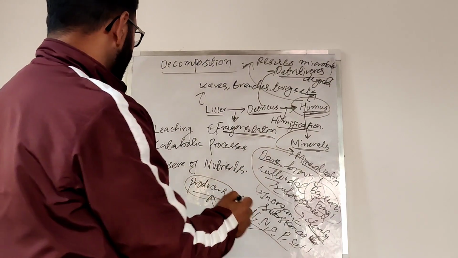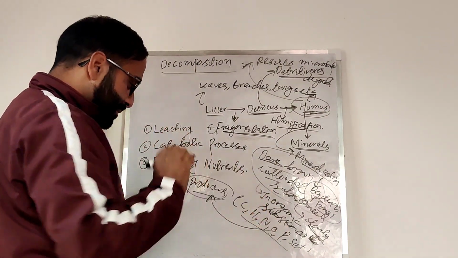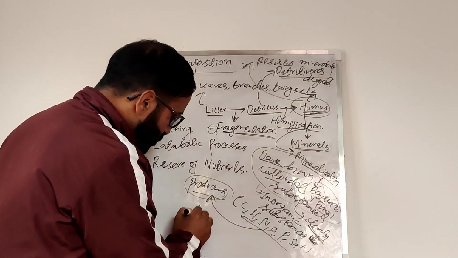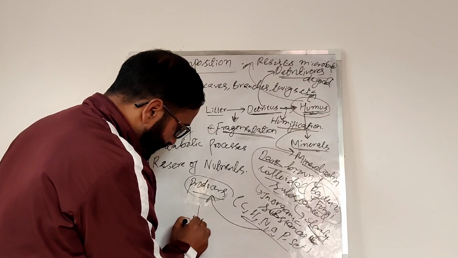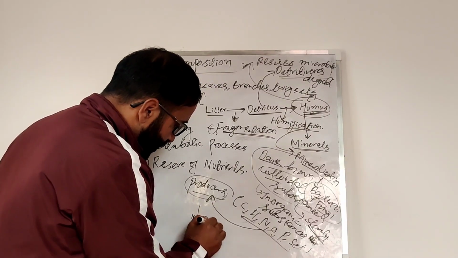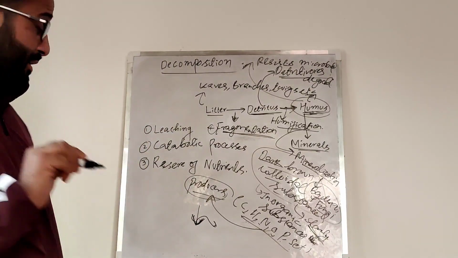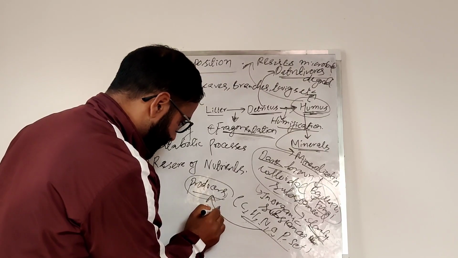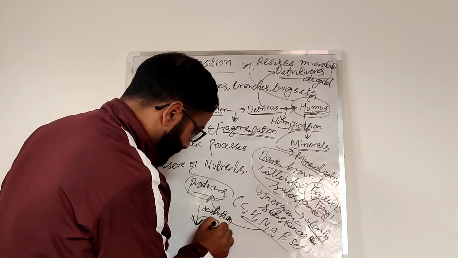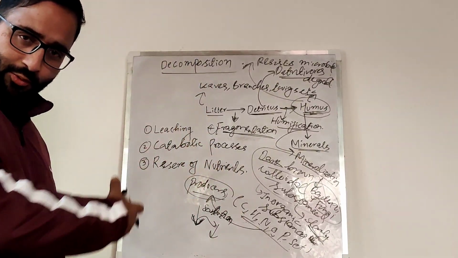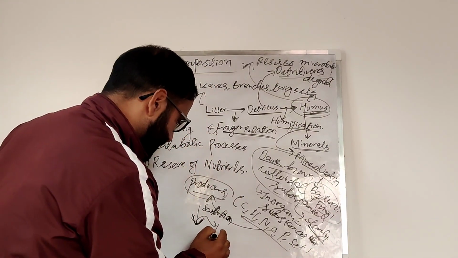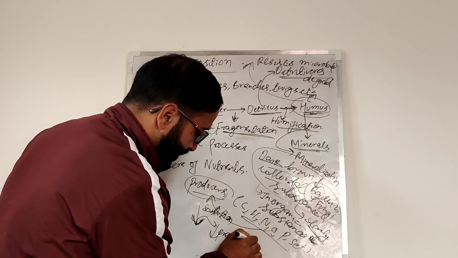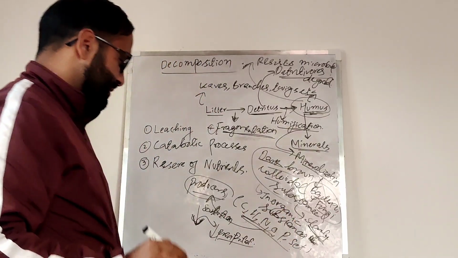Now there are different processes associated with it. Sometimes along with water, these nutrients move to lower layers of the soil. These nutrients, which were earlier present in solution form, precipitate when they move into the lower layers of the soil.